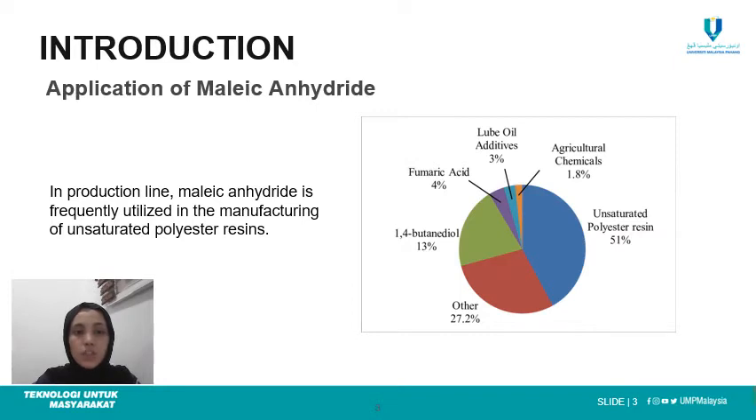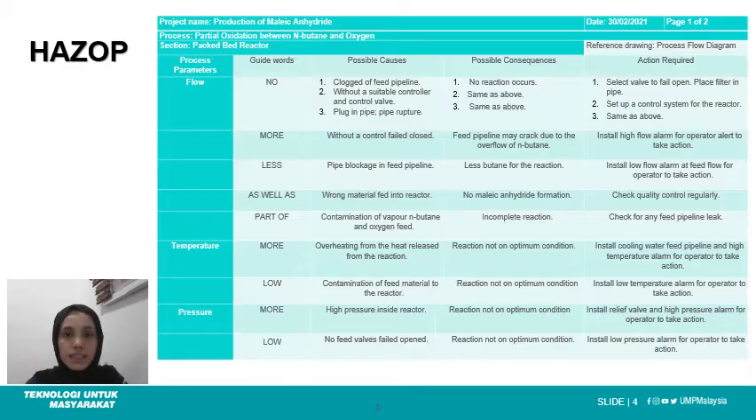Next is the application of maleic anhydride. In the production line, maleic anhydride is frequently utilized in the manufacturing of unsaturated polyester resins. If you can see from the figure in the slide, unsaturated polyester resins record a high percentage compared to other applications. There are several applications involving maleic anhydride, which are agricultural chemicals, lube oil additives, fumaric acids, 1,4-butanol, and others.